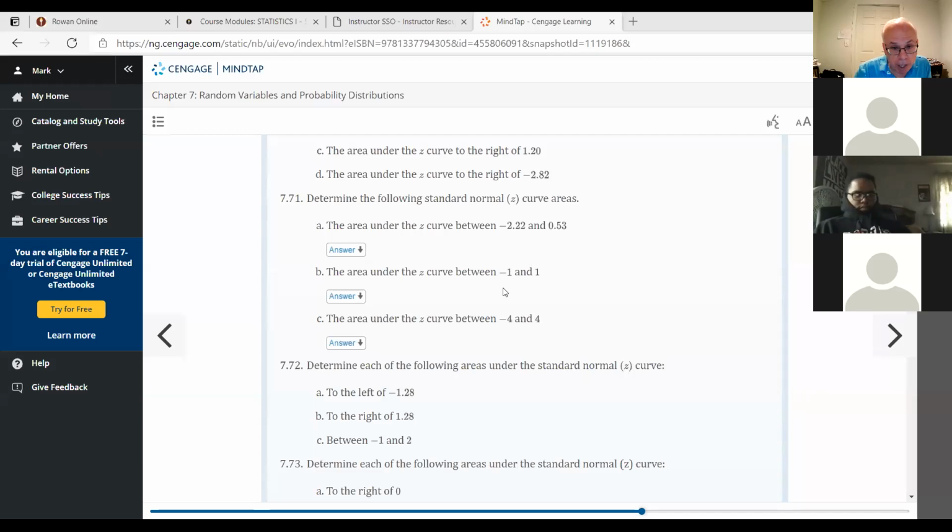The area under the curve between negative 1 and 1. Now, you may be thinking about what you might have learned in the past. If you remember, there was something called the empirical rule. Between negative 1 standard deviation and positive 1 standard deviation from the mean, the area is about 68%. And that's what the z curve represents, the number of standard deviations from the mean. We would expect an answer around 68% or 0.68. It's going to be slightly different because the calculator is giving you an exact answer. Let's try it out.